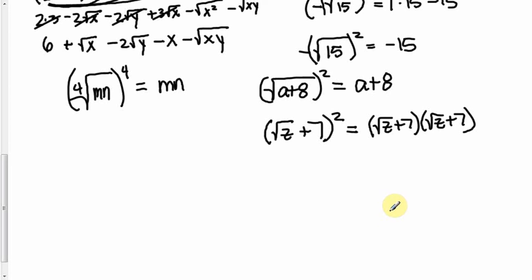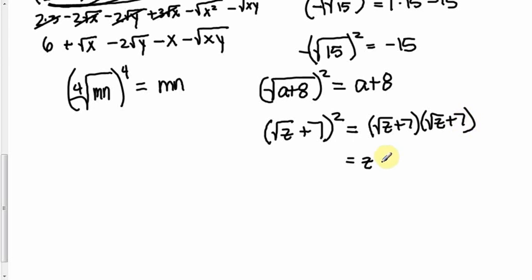You cannot just square each term and tell me the answer is z plus 49. That is not true, okay? Because these are two individual terms, not under one radical. They're two separate terms. You have to FOIL this out. So the square root of z times the square root of z is z.